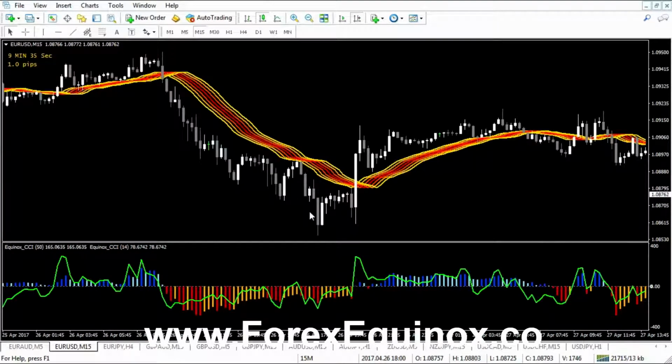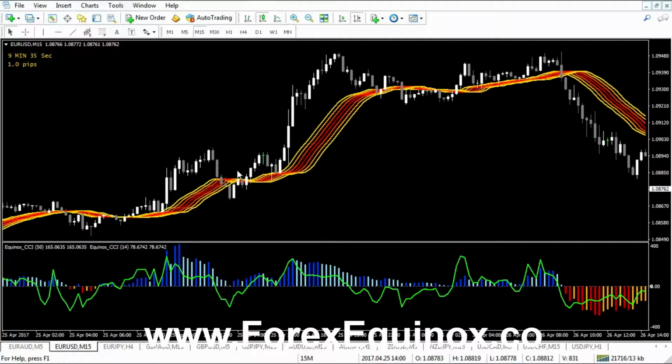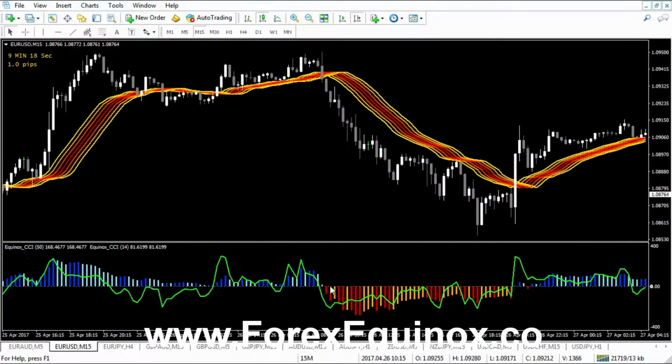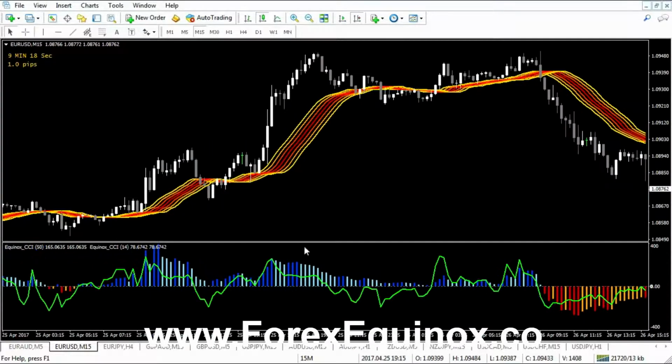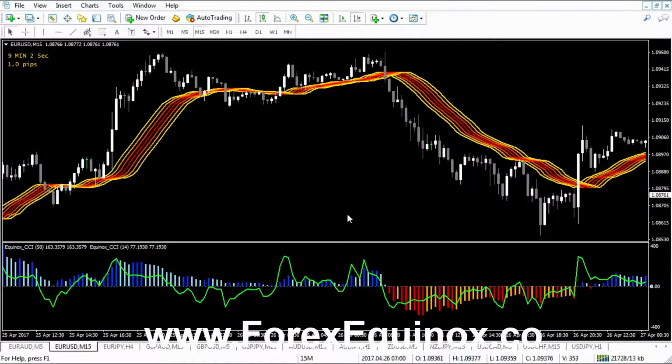Now, we've got more to it than this. We have a bias. So we're going to take a look at the CCI underneath. It's composed of 2 parts, a histogram and the green signal line. Now, the histogram, when it's bullish, is blue, and when it's bearish, is red. So when we're looking at this histogram, we are looking at it from a standpoint of bias. What is the direction that we want to be trading in? So if the histogram is blue, we're looking at trading long. Now we're looking at buy trades only. When the histogram is red, we're looking at sell trades only.